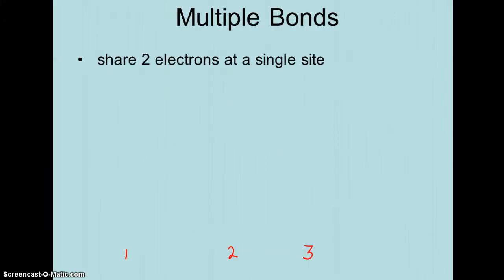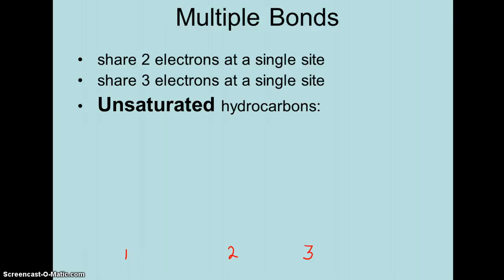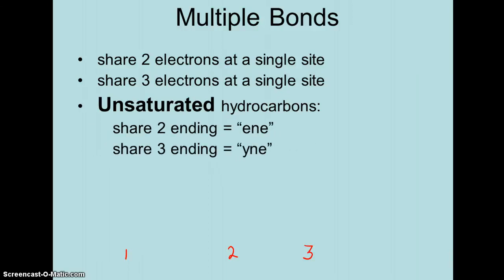Multiple bonds. Now we've talked about single bonds. Just going to talk a little bit here about multiple bonds. Now these will either share 2 electrons at a single site or 3 electrons at a single site. Anytime you see that, these are considered unsaturated, unlike your single bonds, okay? If they share 2, the ending will be ENE, like I mentioned earlier. If they share 3, the ending will be YNE. ANE was your single bond. ENE and YNE, your multiple bonds.